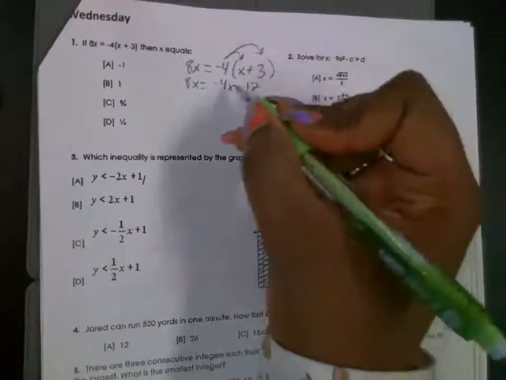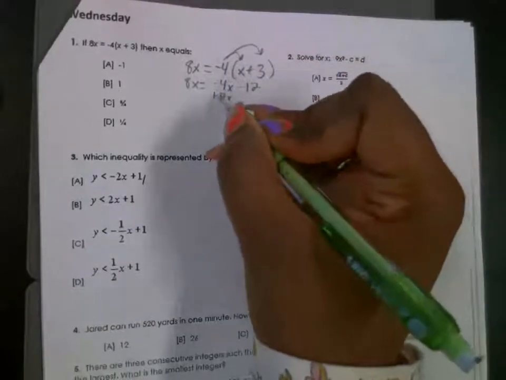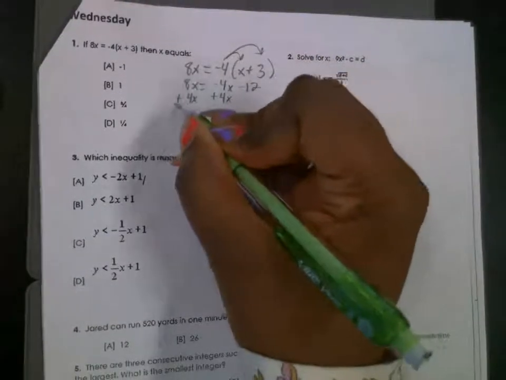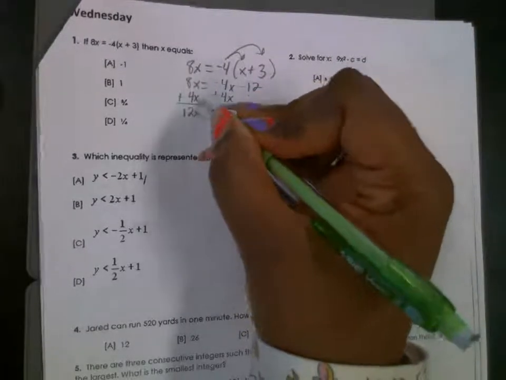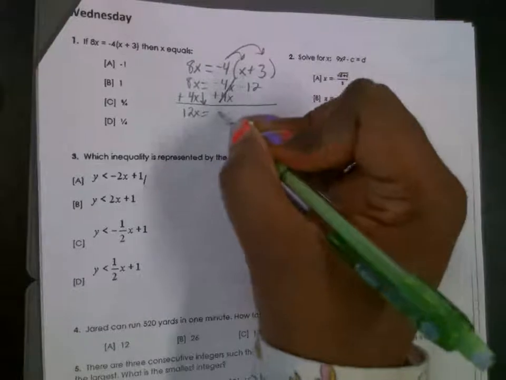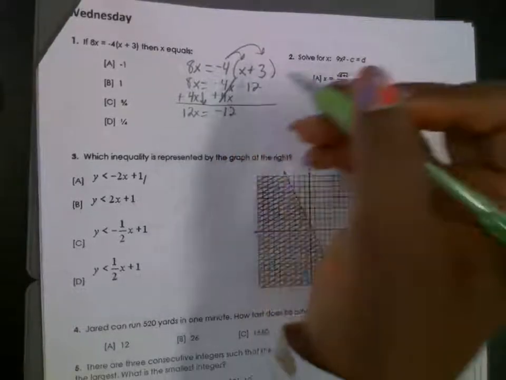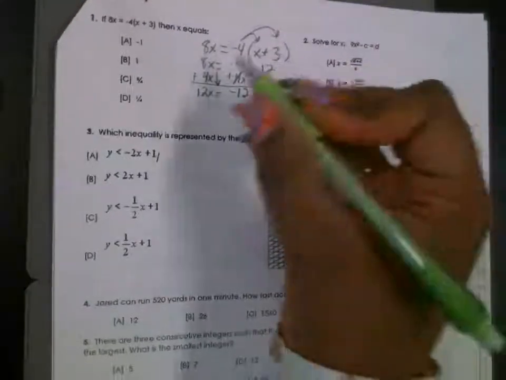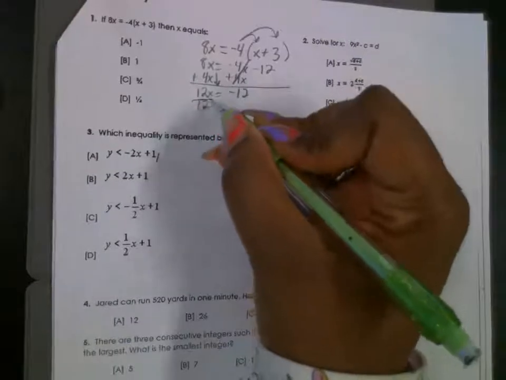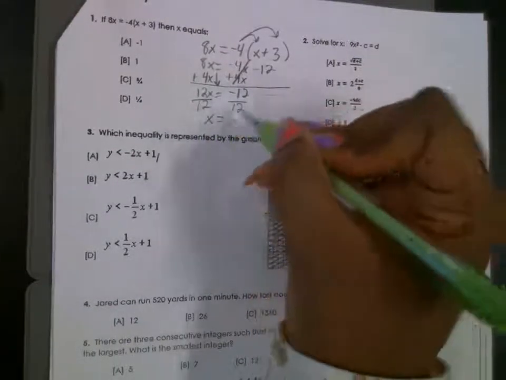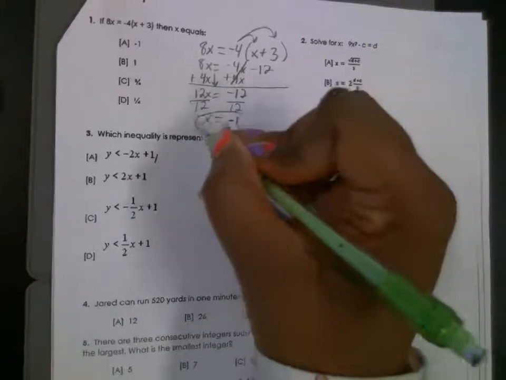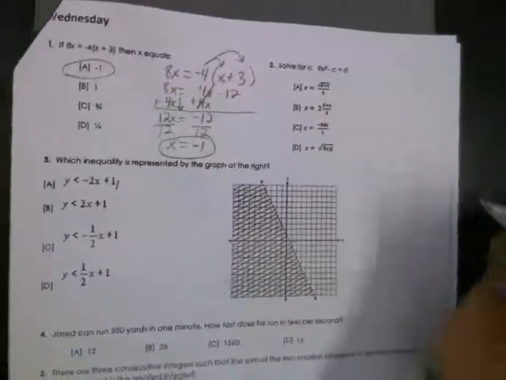I'm going to move the x's to the same side, so I'm going to add 4x to both sides. And this gives me 8, 9, 10, 11, 12x. This is gone, and I'm left with -12 on this side. This is 0. This is -12. So I'm going to divide by positive 12 on both sides. Okay? And so x here is -1. So that's going to be A.